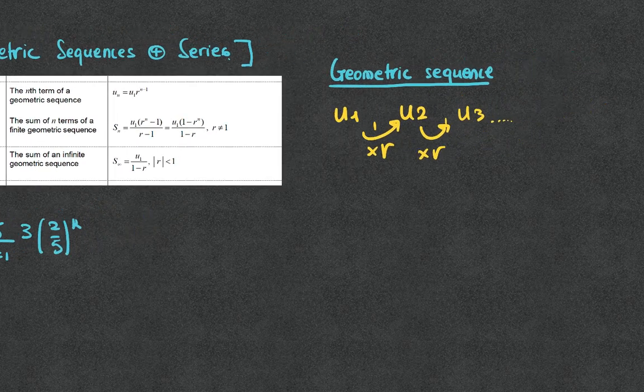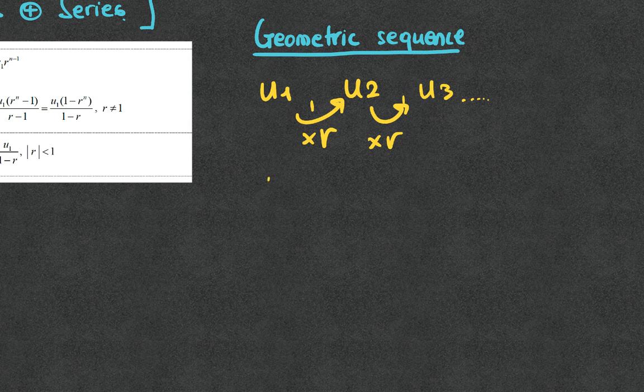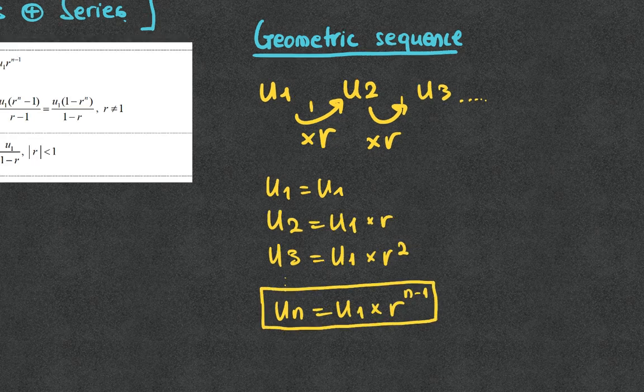Now, another way of writing this relationship would be that U1 is the first. Then U2 would become U1 multiplied by the ratio. Then U3 would become U1 multiplied by the ratio squared, and so on and so forth. So therefore, Un is going to become U1 times the ratio n minus 1 times. And that is essentially the nth term for the geometric sequence.